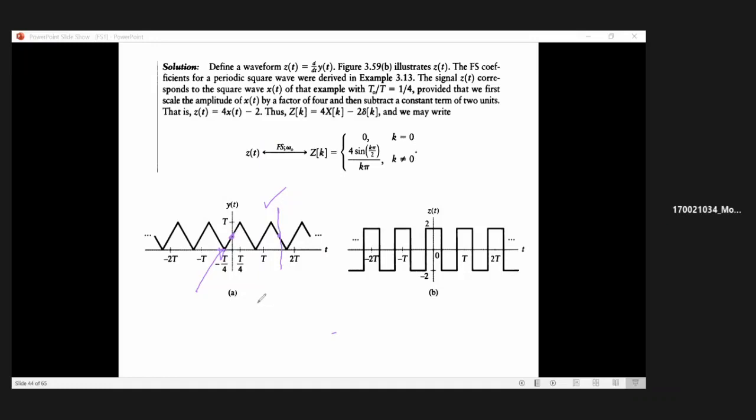Okay. Now, if someone tells you just to find the Fourier series of this equation or of this function, then what can you do? We can differentiate this function. Then if we differentiate it, you will get a square wave, something like this.